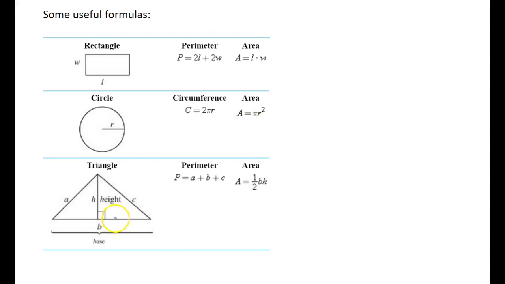With a triangle, if I've got 3 sides, A, B, and C, the perimeter is their sum, and the area is 1/2 the length of the base times the height. That's that perpendicular distance to the base. So these are all really useful formulas to keep in mind when you're doing word problems.